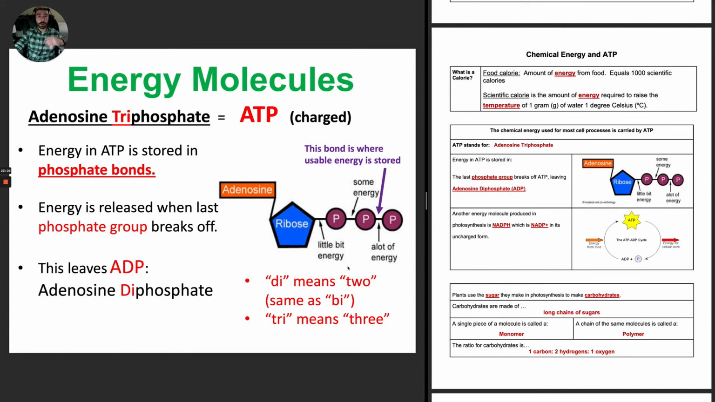And so if a cell needs energy to do something, for example, active transport, if we remember that, to push something against a concentration gradient, that takes energy. And that energy comes from this bond breaking. And so this would leave ADP, or adenosine diphosphate. Di means 2.